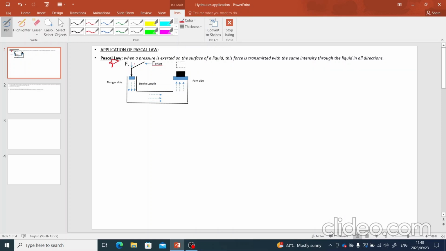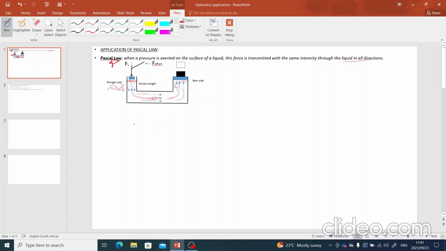The definition says, when a pressure is exerted on the surface of a liquid, this force is transmitted with the same intensity through the liquid in all directions. Meaning, when the force is exerted here, it will be transmitted with the same intensity throughout the liquid in all directions. If on the plunger side we've exerted 10 kilopascal, that pressure will be transmitted throughout the container with the same intensity. If here there's 10, that means here there's 10 kilopascal as well. That's what Pascal is saying in short.